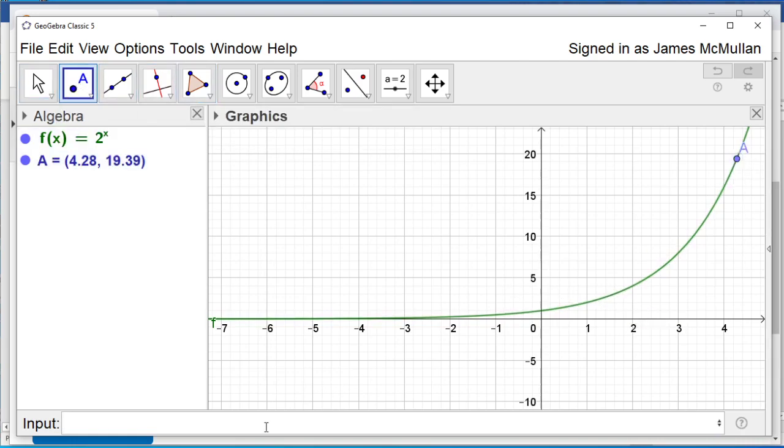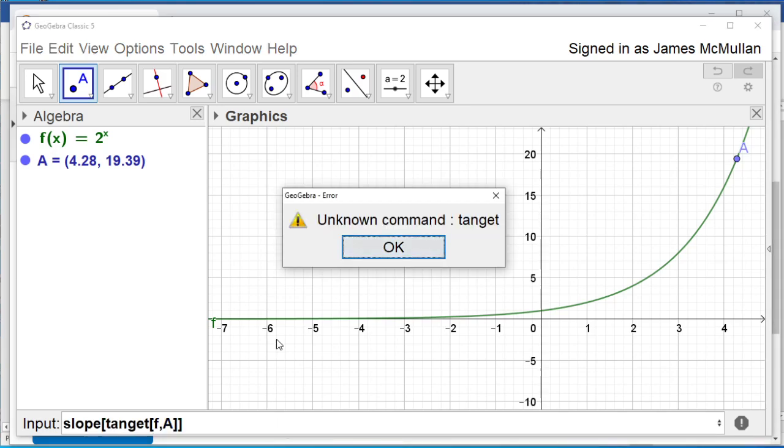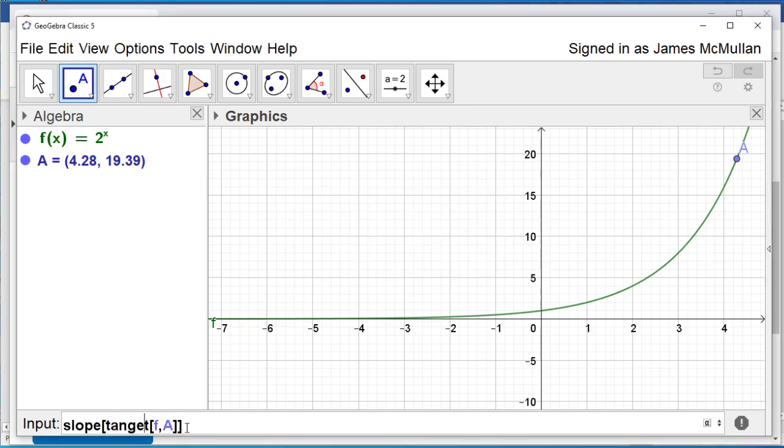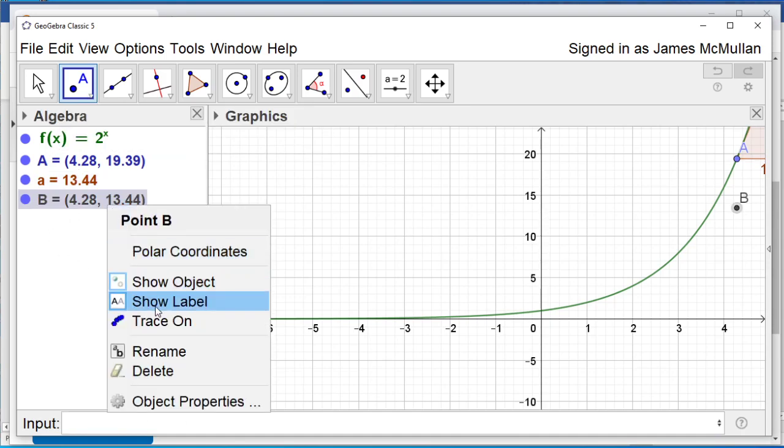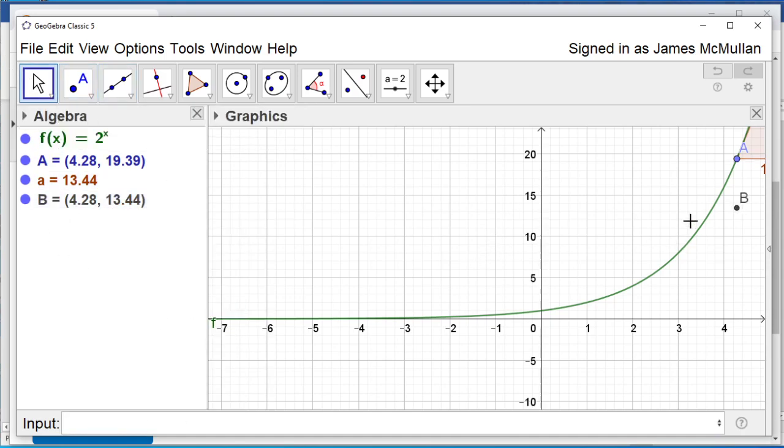Let's trace the derivative. Remember, how do we trace the derivative? We take the slope of the tangent to f at point A. Okay, the slope of the tangent here is 13.14. Let's draw another function that has the same x value as A, but as its y value, it has that slope. Let's trace it. Now observe what the derivative of this function looks like.